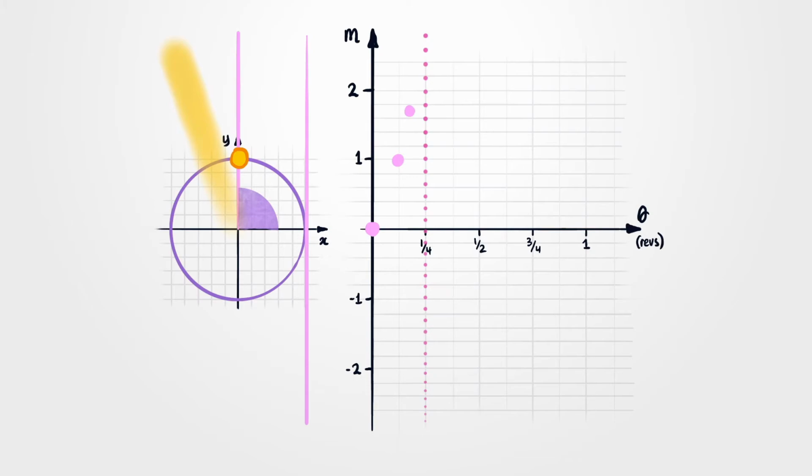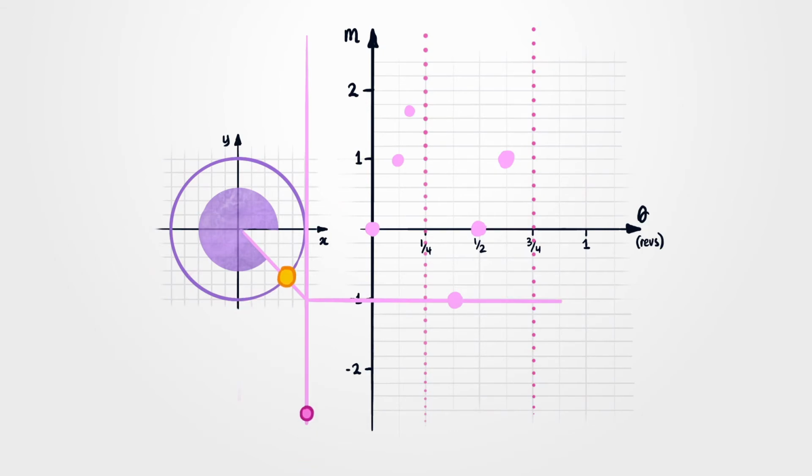Now as soon as we pass this point, you're going to notice that the gradients become negative, and that means the projection is going to come back from the negative side. Now we can continue this for the rest of the angles. Note that there's also going to be an asymptote at 3/4 revolutions as well. Now again, we can join these points with a smooth curve to get the graph of the tan of theta.